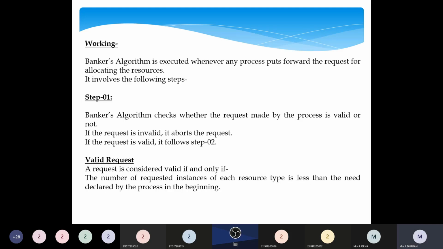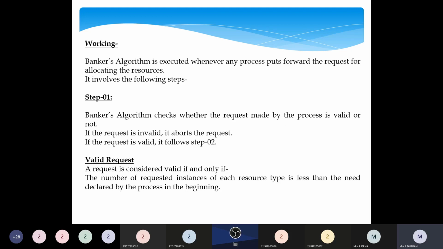Okay, let us see how this Banker's algorithm works. Banker's algorithm is executed whenever any process puts forward a request for allocating resources. It involves various steps. So let us see the steps and then we'll move on to the problems.